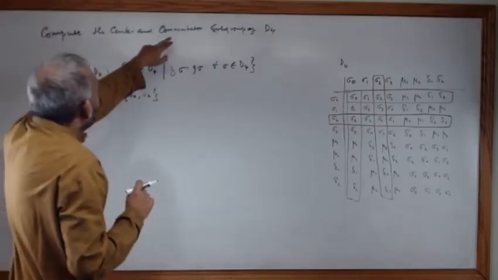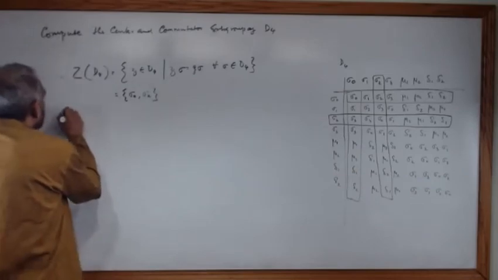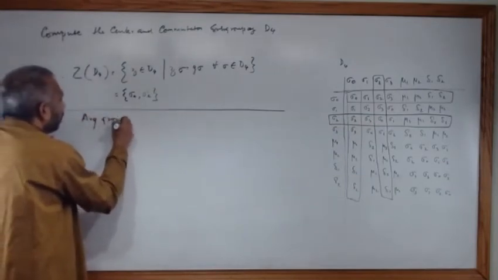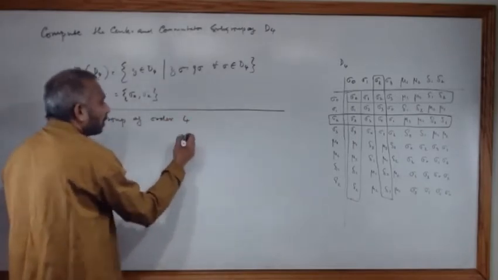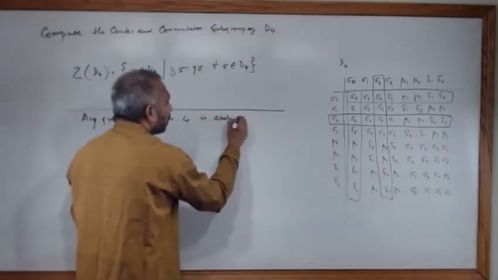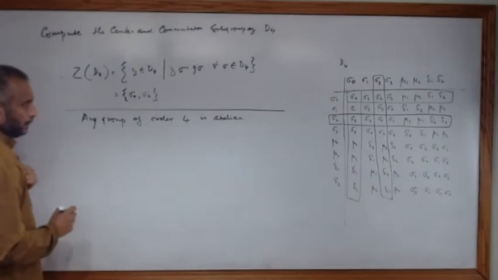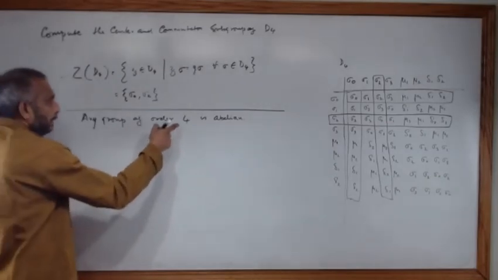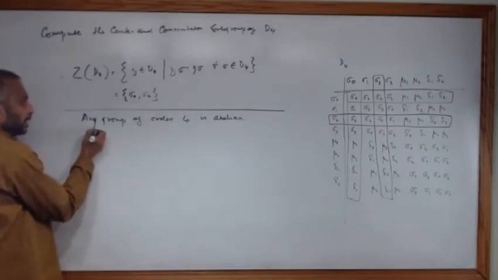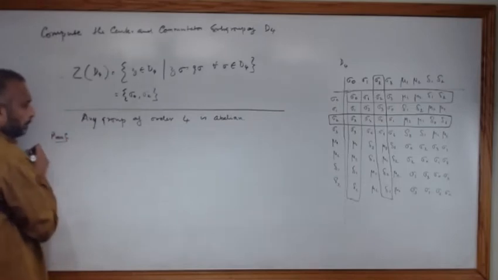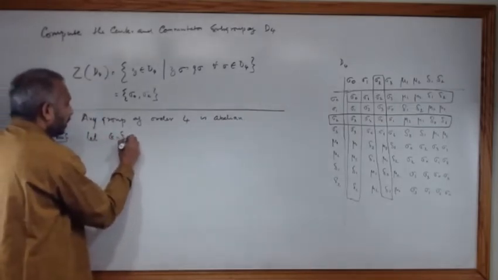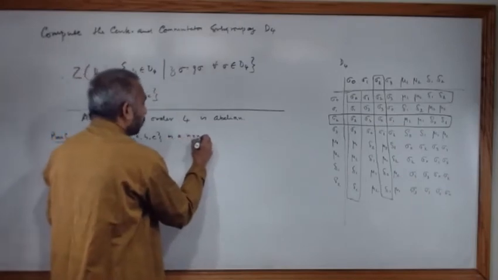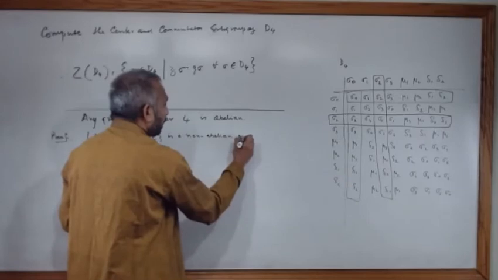In order to prove the next one, we need to establish one result outside this factor group, and that is any group of order 4 is abelian. That result we need to find the commutator group. Let us prove this one. It is not a part of factor group, but still we'll do a proof here. So let G be equal to {E, A, B, C} with four distinct elements, and suppose it is a non-abelian group. We need to prove that this is not possible.